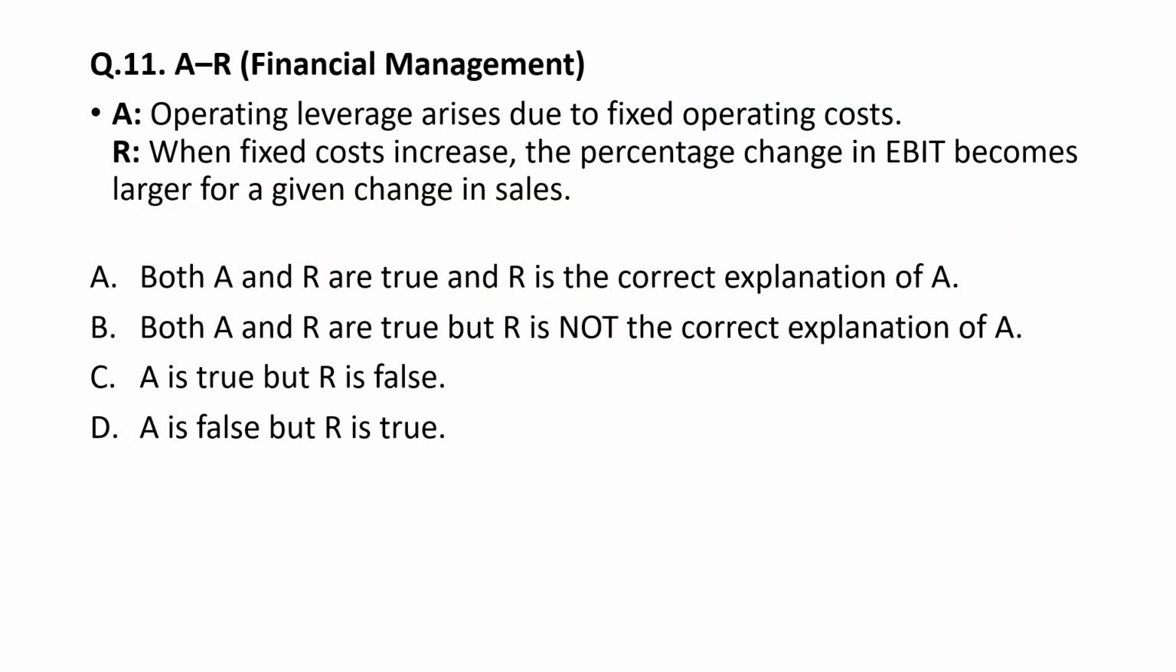Assertion reasoning question. First of all, we have from financial management. Assertion is operating leverage arises due to fixed operating cost. Reason is when fixed cost increases, the percentage change in EBIT becomes larger for a given change in sales. So यहाँ पर options हमें given है. Option A says both assertion and reasoning are true, and reason is the correct explanation of assertion. Option B, both A and R are true, but R is not the correct explanation of A. Option C says A is true but R is false. Option D says A is false but R is true. Correct answer यहाँ पर होगा option A, that is both assertion and reasoning are true, and R is the correct explanation of A.